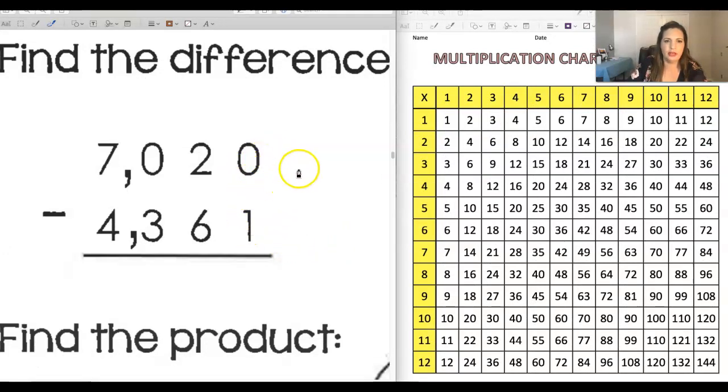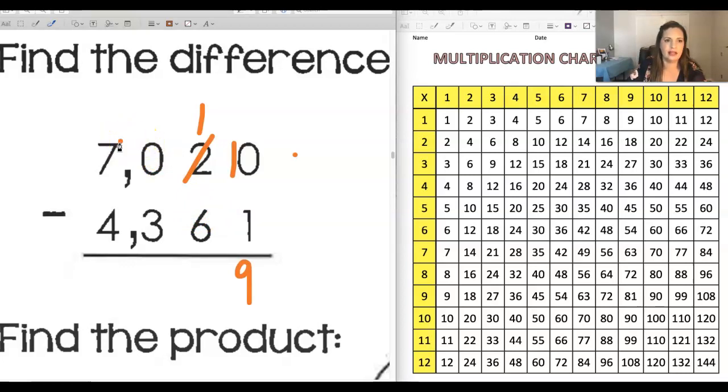Number 2, find the difference. 0 subtract 1. If I have nothing to begin with, I cannot take 1 away. I'm going to go to the tens place, take one of them, unbundle it into 10 ones. 10 subtract 1 equals 9. 1 subtract 6. If I only have 1, I can't take 6 away. I'm going to go to the hundreds place, but I don't have any.